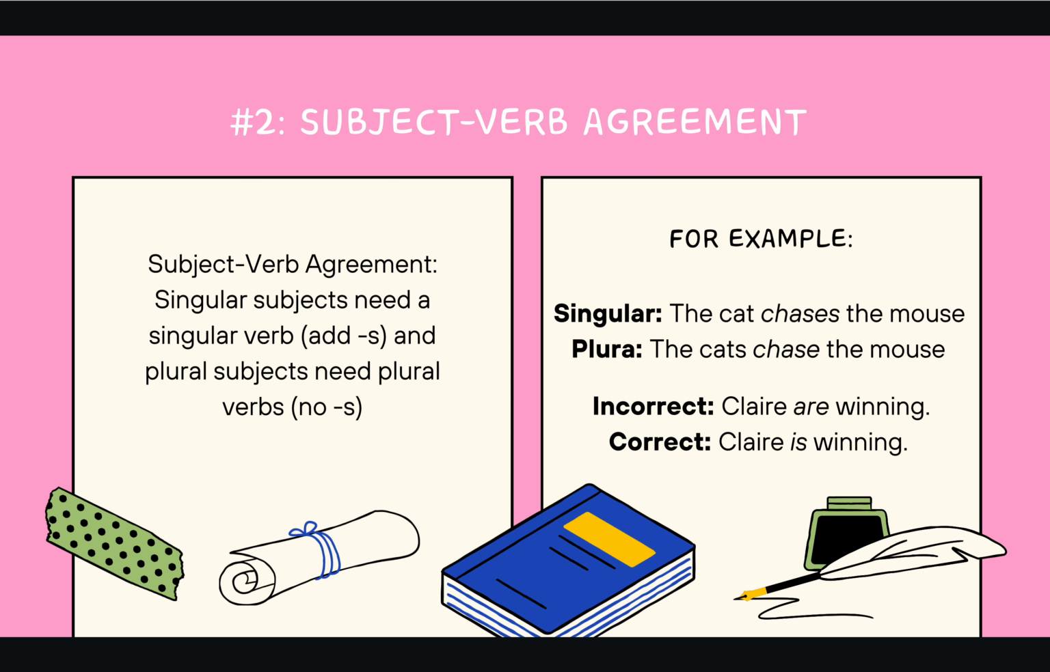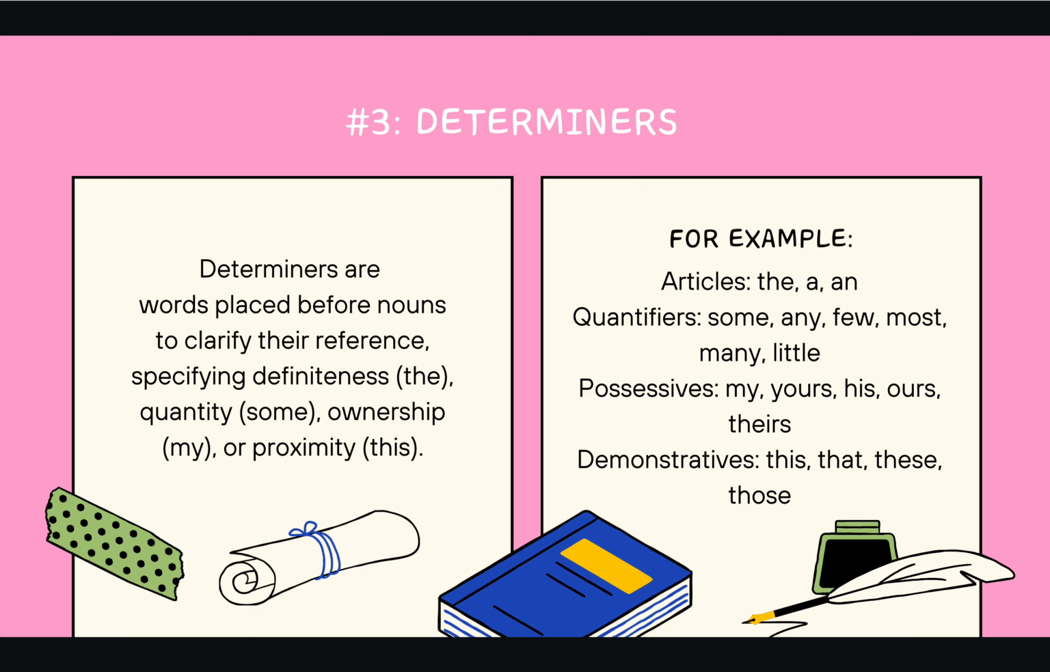And an incorrect form of this would be Claire are winning. Claire is just one person, so the correct form would be Claire is winning, right? Yep. And then this next one is determiners.